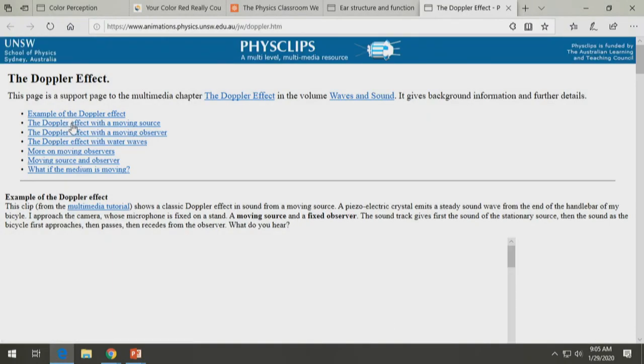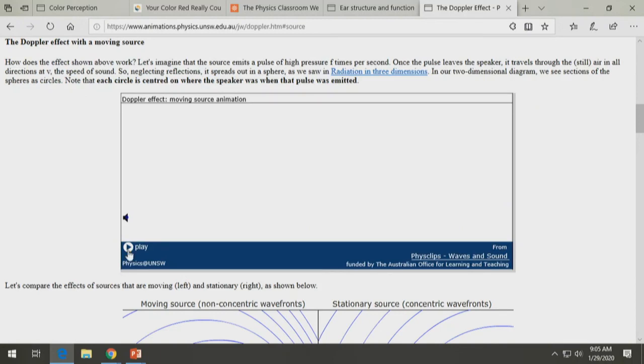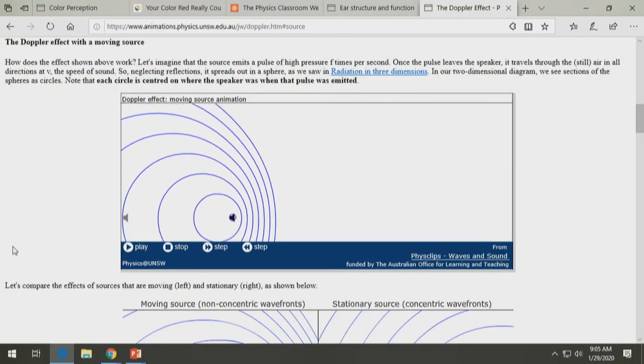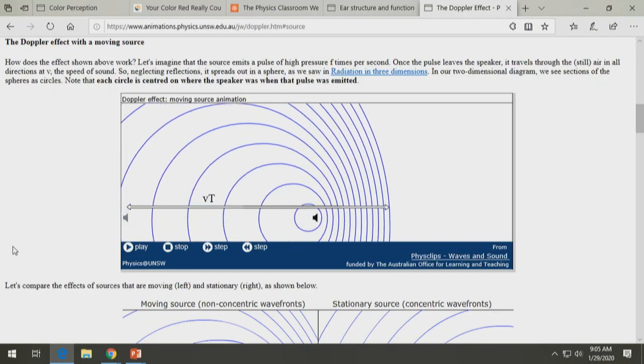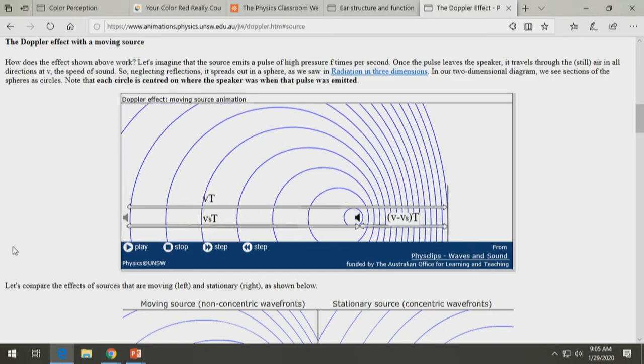Here is an example of the Doppler effect, so we can play it. So there is my source that's moving, and you can see what's happening to the wavefront. Wow. Okay, you can see what's happening to the wavefront.